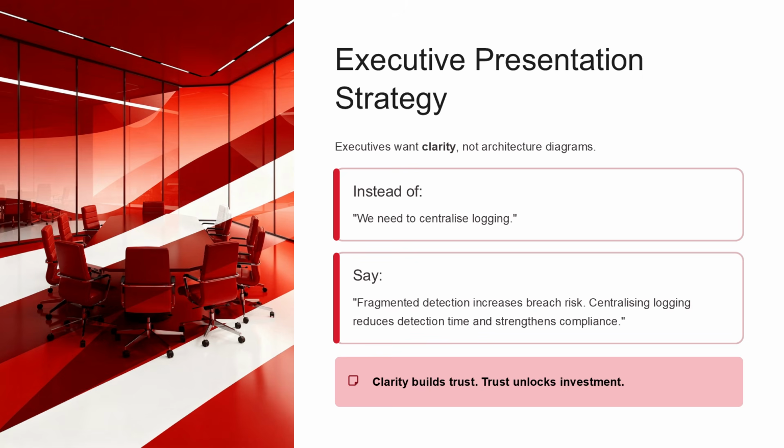For example, instead of saying, we need to centralize logging, say, our current detection capability is fragmented, increasing the risk of delayed breach identification. Centralizing logging reduces detection time and strengthens compliance assurance. Instead of saying, we need identity modernization, say, credential-based attacks represent our highest risk vector. Strengthening identity governance reduces enterprise-wide exposure. Frame architecture in business language. Clarity builds trust. Trust unlocks investment.